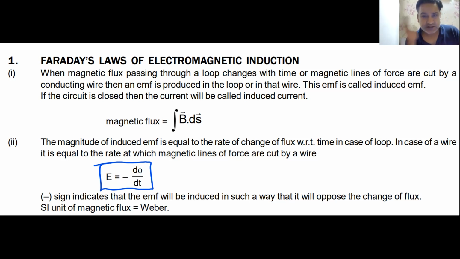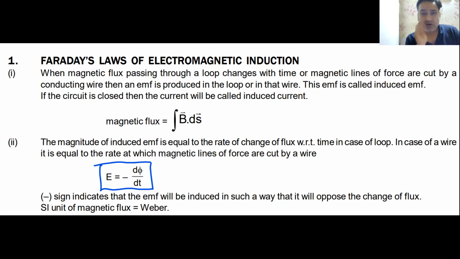What matters is the change in flux and the rate at which it is changing. If it is changing fast, EMF is more. If it is changing at a slower rate, EMF would be less. How do you find the current in the circuit? Once you get the EMF induced, you divide it by the resistance of that circuit, and you will get the current in the circuit. Do we all know this? Yes or no? Yes, sir.